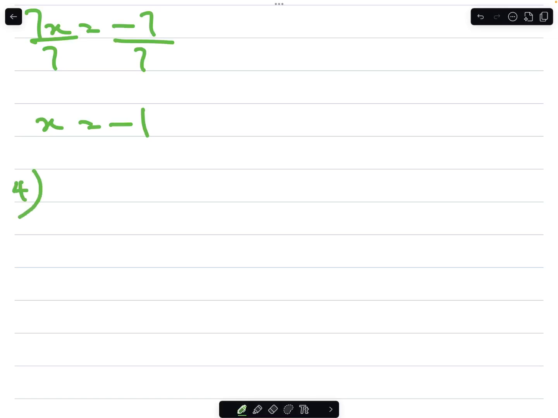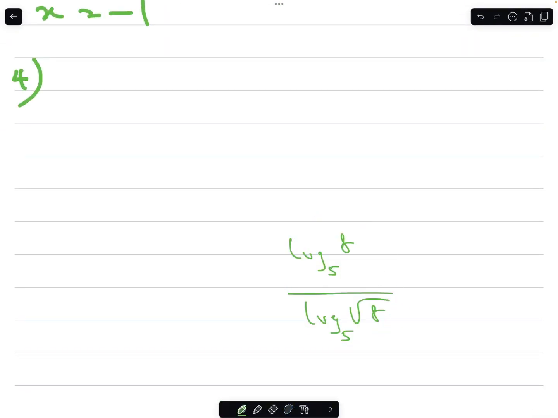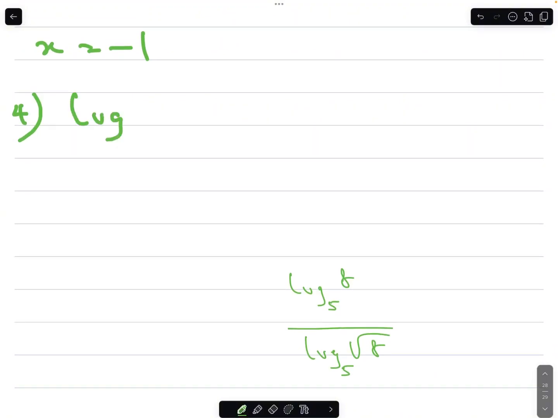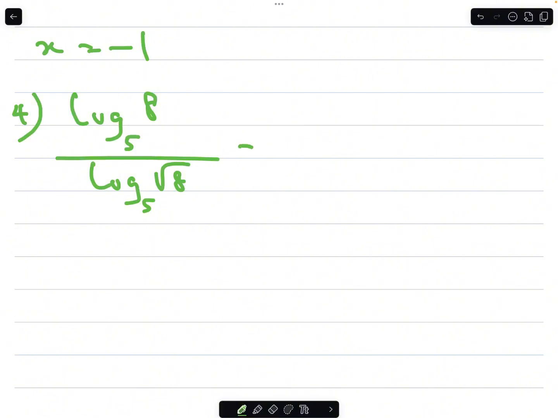Number 4. Simplify log 8 base 5 divided by log root 8 base 5. Exactly. And that's equal to what? See that this simply means this is the simplest of them.